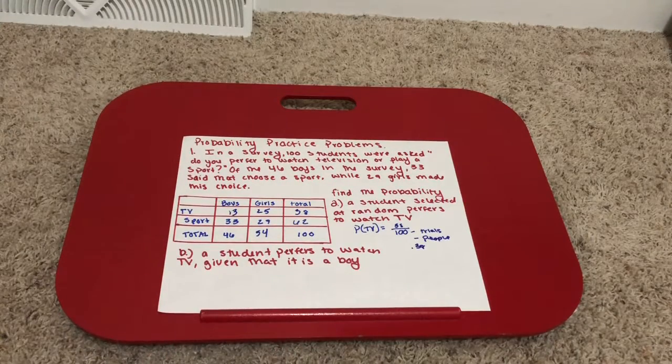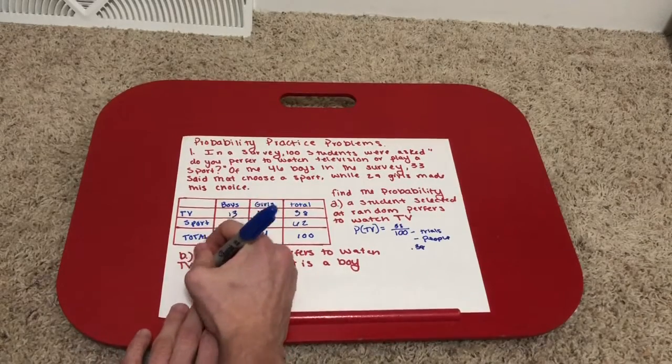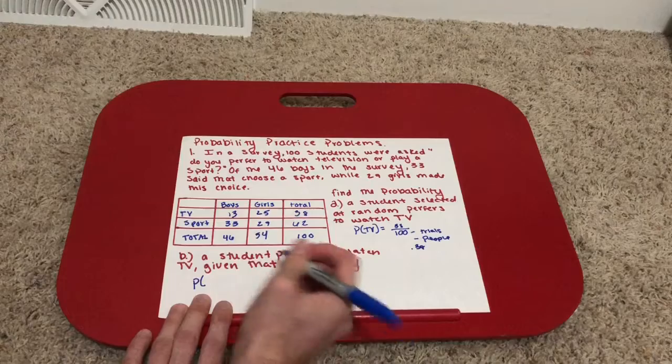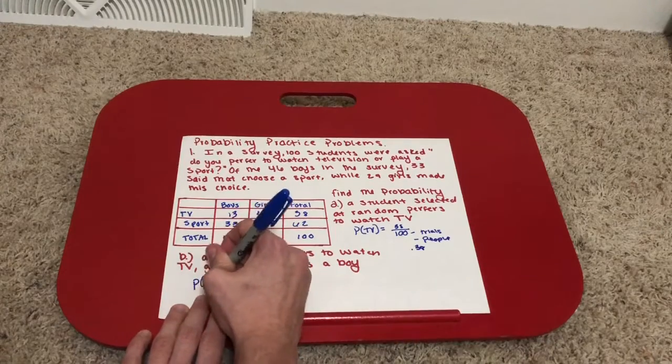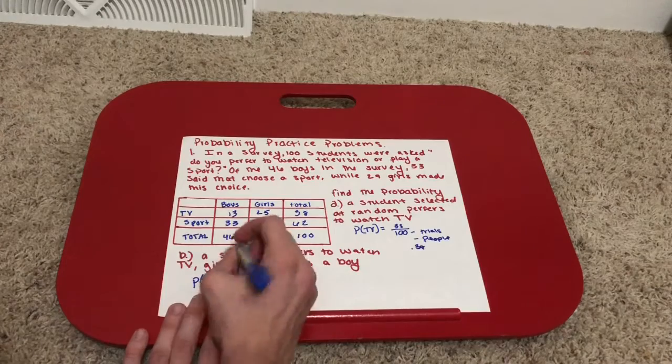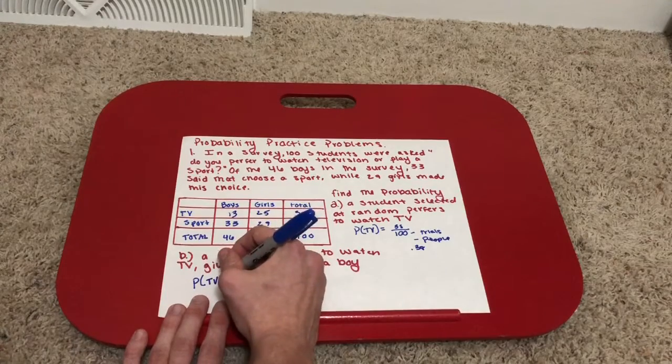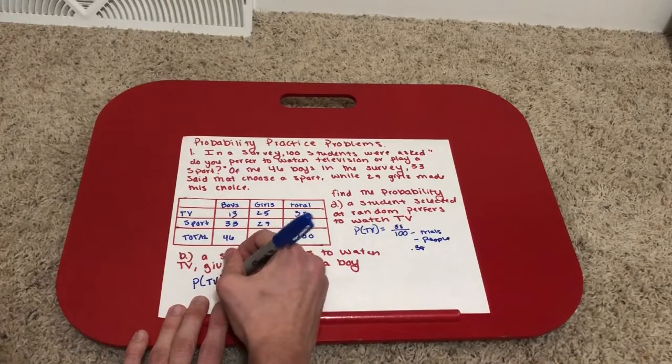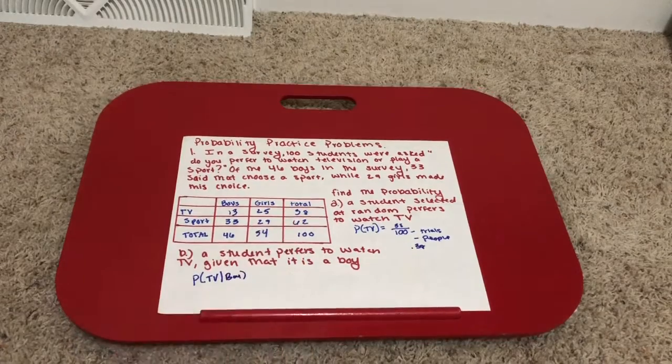So the next thing is find the probability a student prefers to watch TV given that it is a boy. So now we know that it's a boy. So we're trying to figure out the probability of a student that prefers to watch TV given, like I said before in the formulas, this is the given sign, that given that it's a boy. I'm just going to write boy.